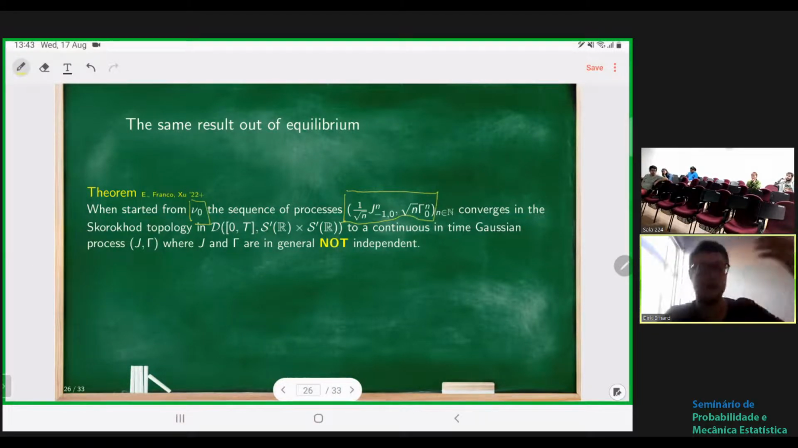Of course, you may find some very specific profile rho where they're independent, but in general, they're not independent. So we have precise formulas for the correlations, for the covariance, which I don't want to write down here. And so this really shows that this non-equilibrium result is sensible, because essentially some magic happens. It's not something that is coming from the system itself.